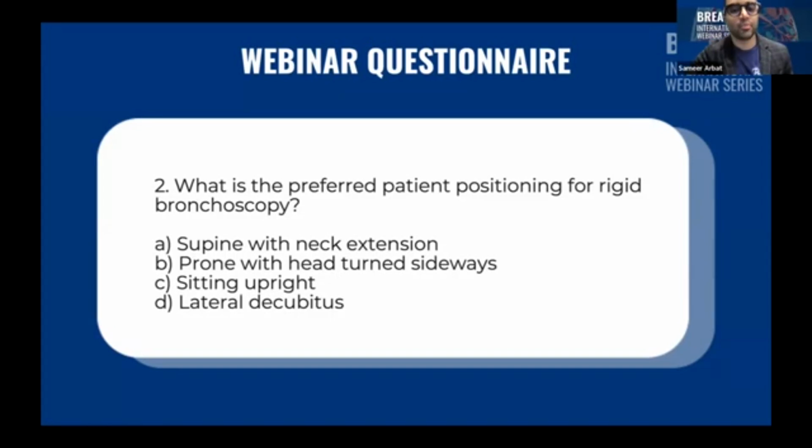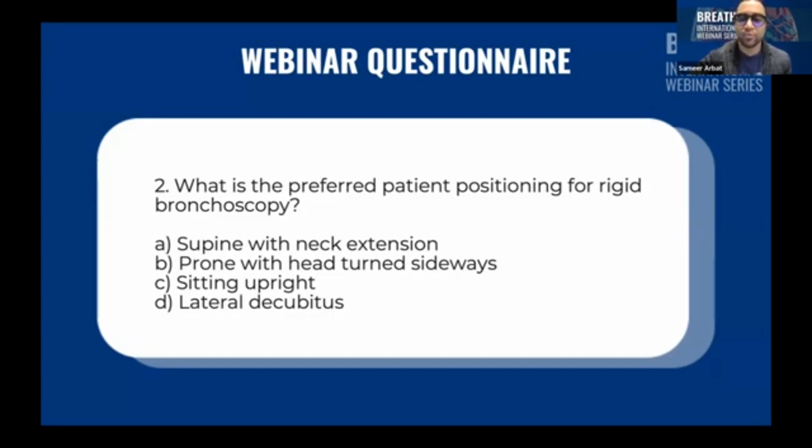I'll repeat the question: what is the preferred patient positioning for rigid bronchoscopy? Is it supine with neck extension, prone with head turned sideways, sitting upright, or lateral decubitus? I hope everyone has put in their vote on the voting pad for question number 2. Now we'll be moving to question number 3.